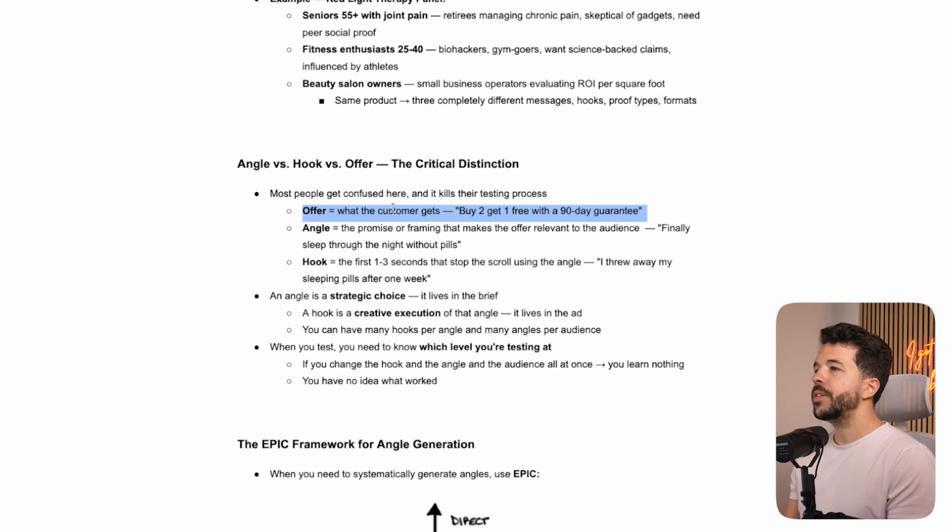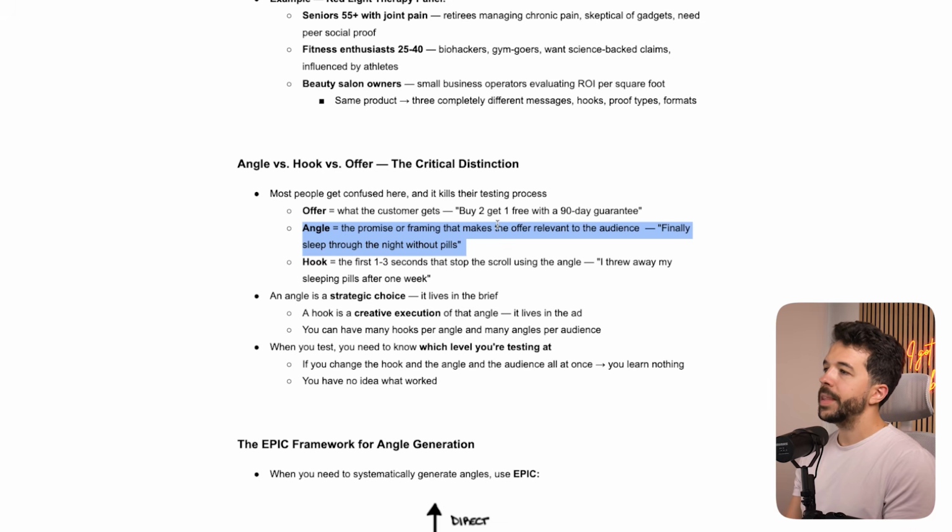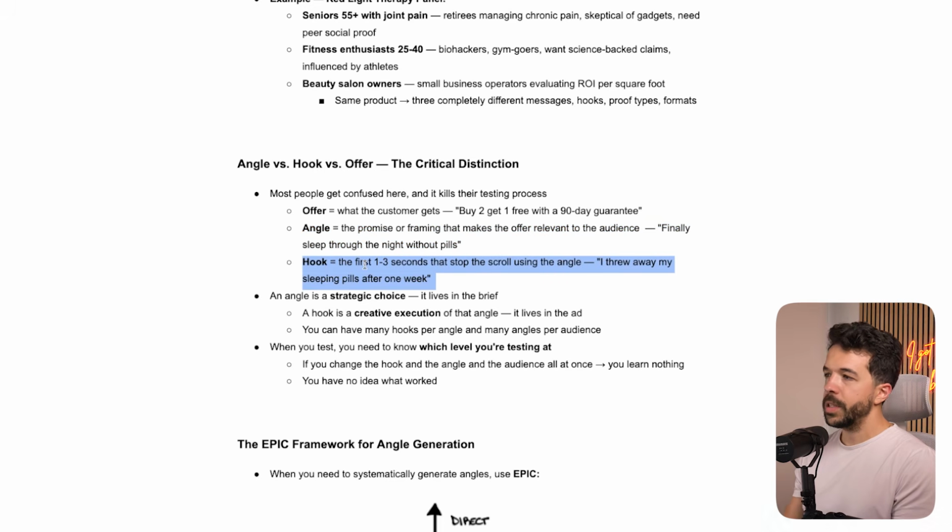What is the offer? The offer is what the customers get. Buy two, get one free with a 90-day guarantee. The angle is the promise or framing that makes the offer relevant to the audience. For example, sleep through the night without pills. And then the hook is the first 1 to 3 seconds that stop the scroll using the angle. I threw away my sleeping pills after 1 week.